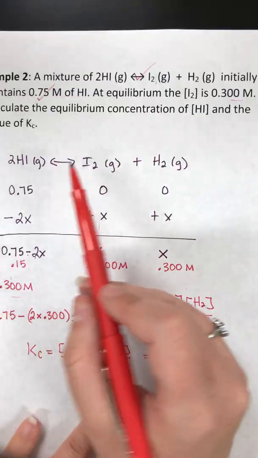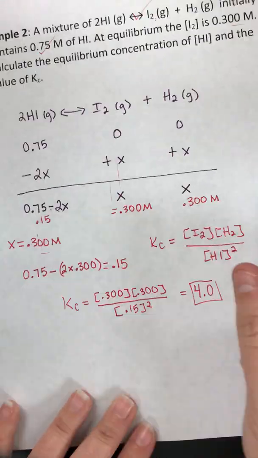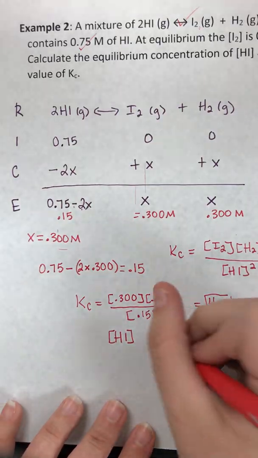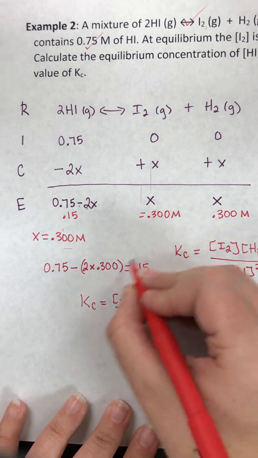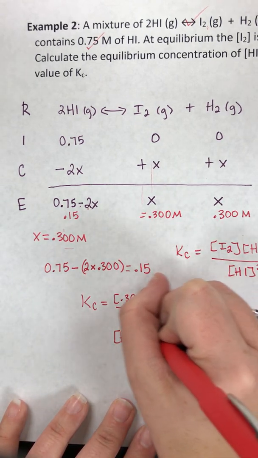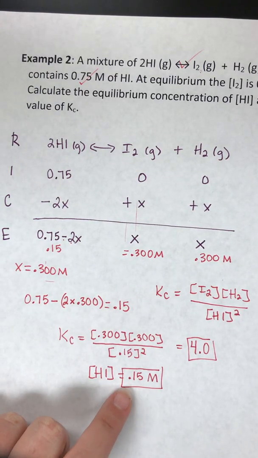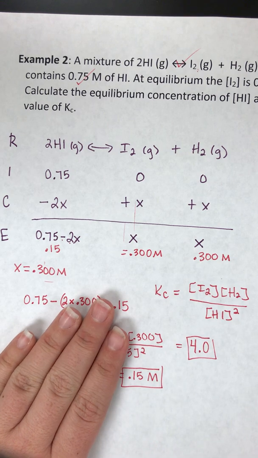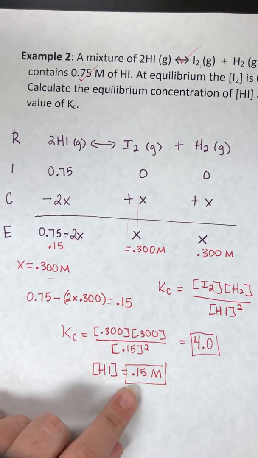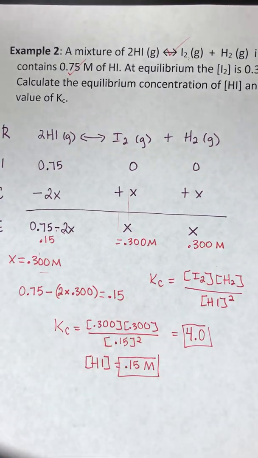Now I also asked for the equilibrium concentration of HI. So the way you're going to list that is HI, and you're going to put it in brackets because it is at equilibrium. The concentration of that equals, and that's what we solved for, 0.15 M. So those are my 2 answers. You must label it, okay? If you just write 0.15 M, I don't know what's equal to that. You're going to lose points, okay? You must label what 0.15 M equals, and then your Kc equals 4.0, okay?